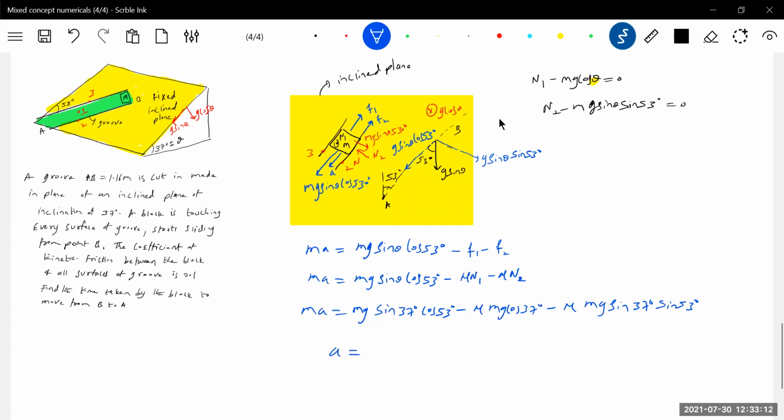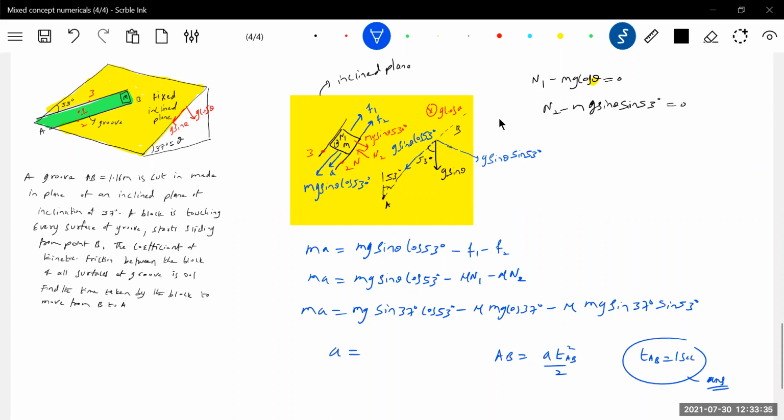Then the length AB is given. AB is equal to a t_AB squared by 2. Get the expression for acceleration, substitute AB and a, then we get t_AB. 1 second, the answer will come, check later on.